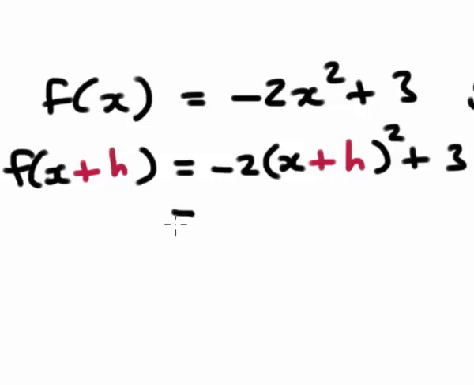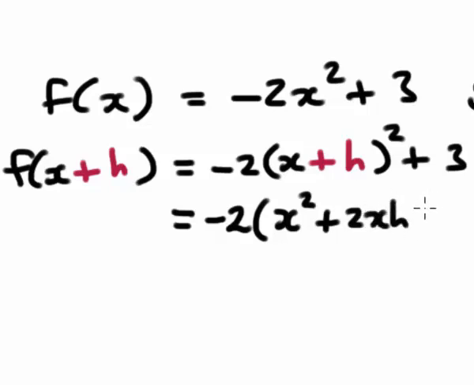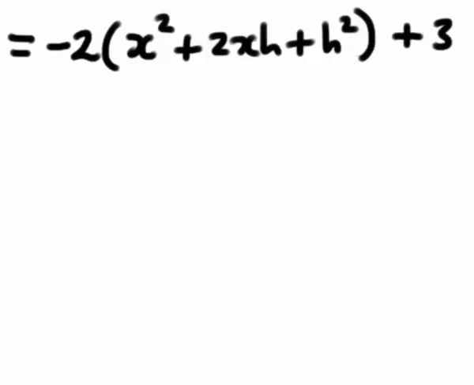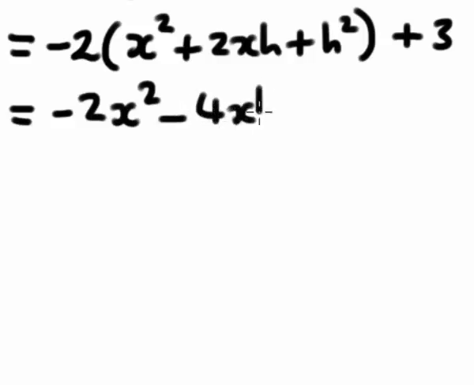If we simply multiply this out, careful, if you multiply this product out, remember it's x squared, then you multiply the x and h and double, so it gives you your 2xh there, and then we square the h, which gives us h squared, and then we've got the plus 3 tagging on. This is pretty much earlier years work. Then multiply the negative 2 in, and what do we have? Negative 2x squared minus 4xh minus 2h squared plus 3. No like terms, so we leave it at that.